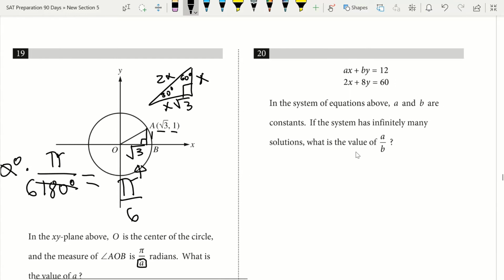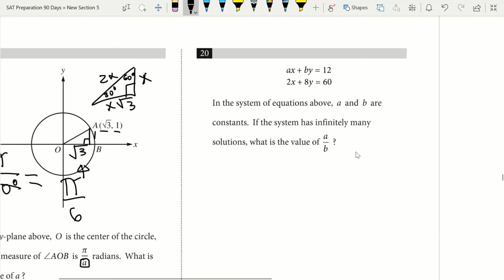All right, so question 20 now. We've got a stacked equation. So anytime we have stacked equations, I'm probably looking to add or subtract to get rid of a variable and solve for the other variable. Just something to keep in mind there. So in the system of equations above, a and b are constants. If the system has infinitely many solutions, which means that they're the same equation, what is the value of a over b? All right, well, if we have infinitely many solutions, that means we're going to have the same equation.